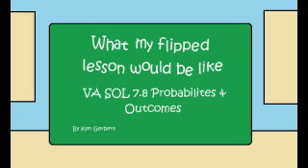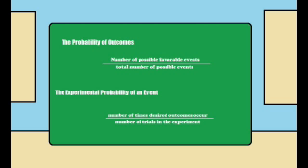My flipped lesson. The standard that I will be using in this lesson is probability, which is basically two equations. The probability of outcomes, which is defined as the number of possible favorable outcomes over the total number of possible outcomes, and the experimental probability of an event, which is defined as the number of times the desired outcome occurs over the number of trials in the experiment.